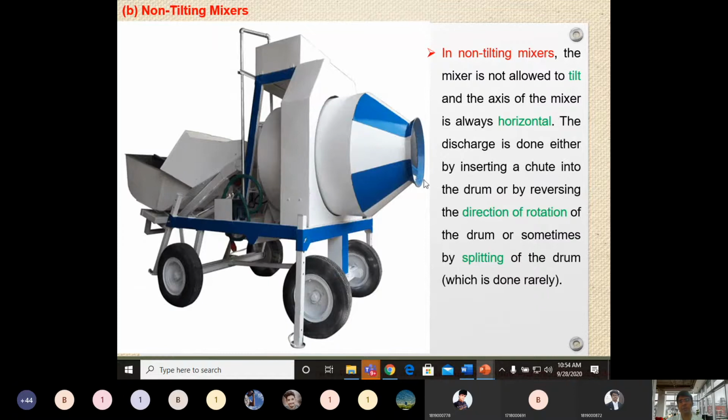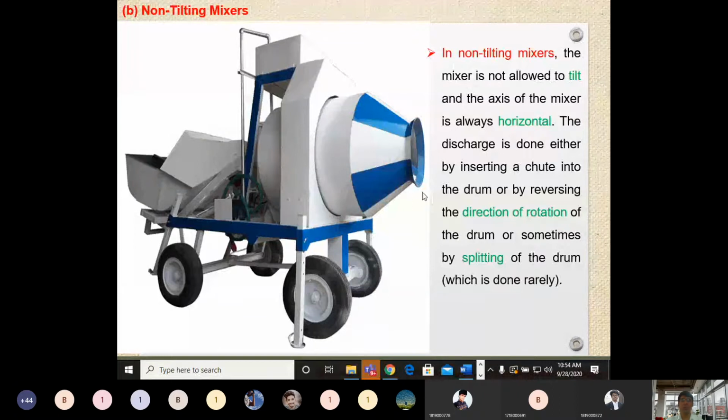Chute means a pipe. Okay. So we have to keep a pipe in front of one face of this particular drum, and we have to discharge where you want to place your concrete. Or sometimes by splitting of the drum, which is done rarely. Splitting means we have to split or discharge all the concrete after mixing in particular places.